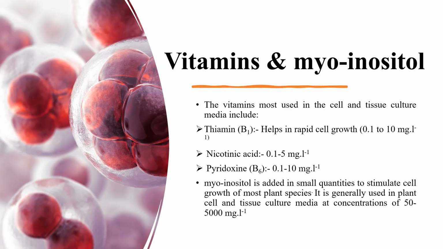The human body requires vitamins for growth, so plants also require vitamins for their proper growth. Thiamine also helps in rapid cell growth, and requires only 0.1 to 10 mg per liter. Nicotinic acid is required in 0.1 to 5 mg per liter concentration. Pyridoxine is required in 0.1 to 10 mg per liter concentration.